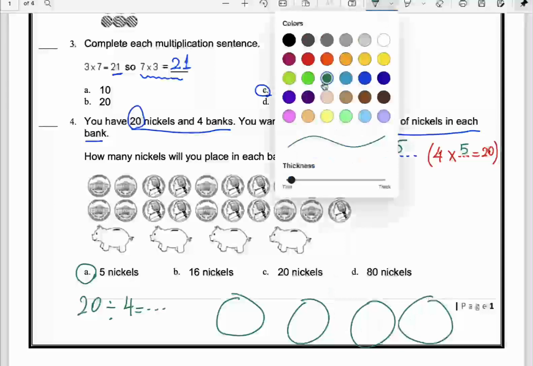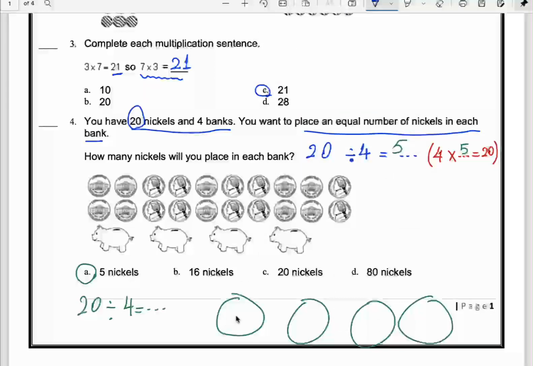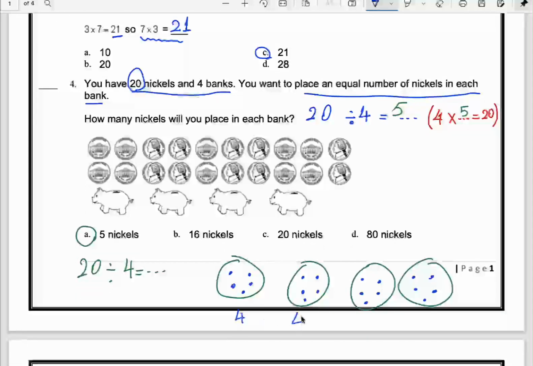And I start counting 20. And the answer is the number in each group. The number we get in each group. 1, 2, 3, 4, 5, 6, 7, 8, 9, 10, 11, 12, 13, 14, 15, 16, 17, 18, 19, 20. So here we see that we have 5 counters in each group. We have 4 groups of 5. So 5 in the first group, and 1, 2, 3, 4, 5 again. 5 in each group. So the answer is 5.